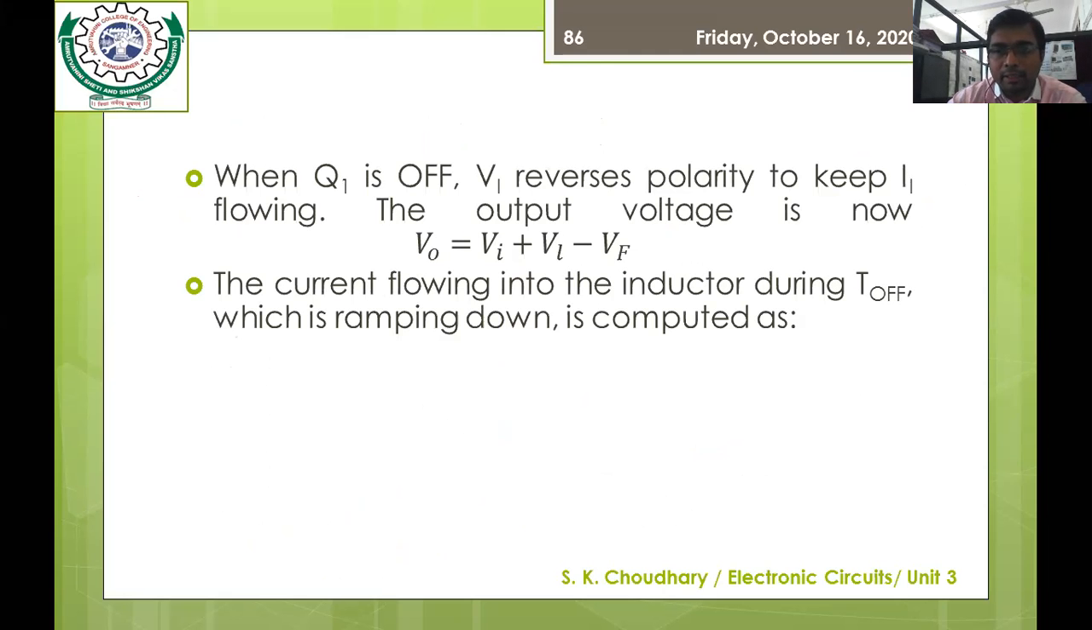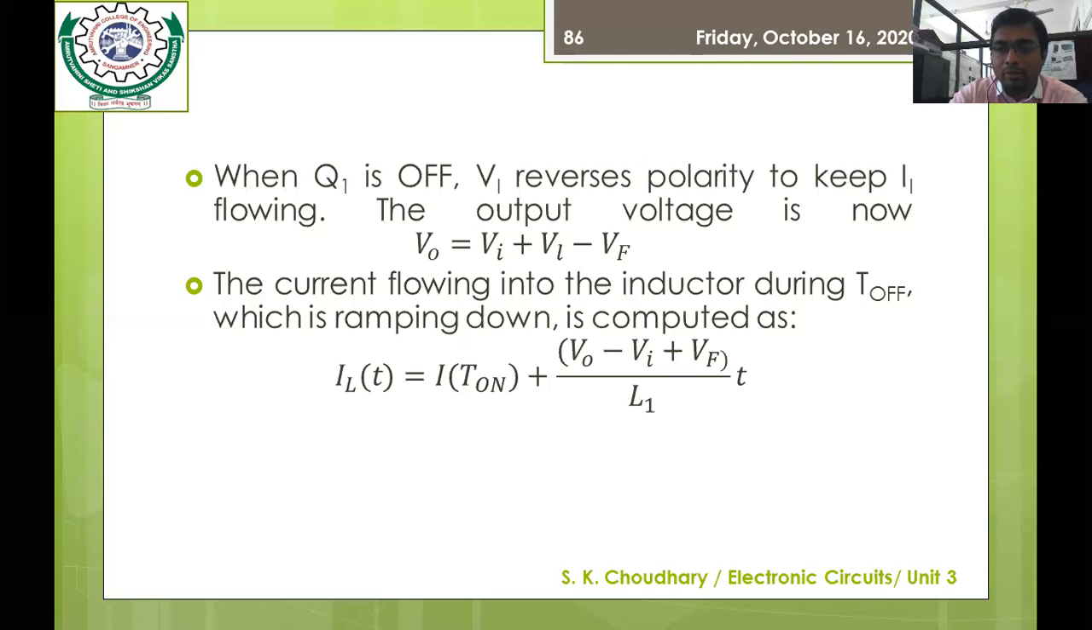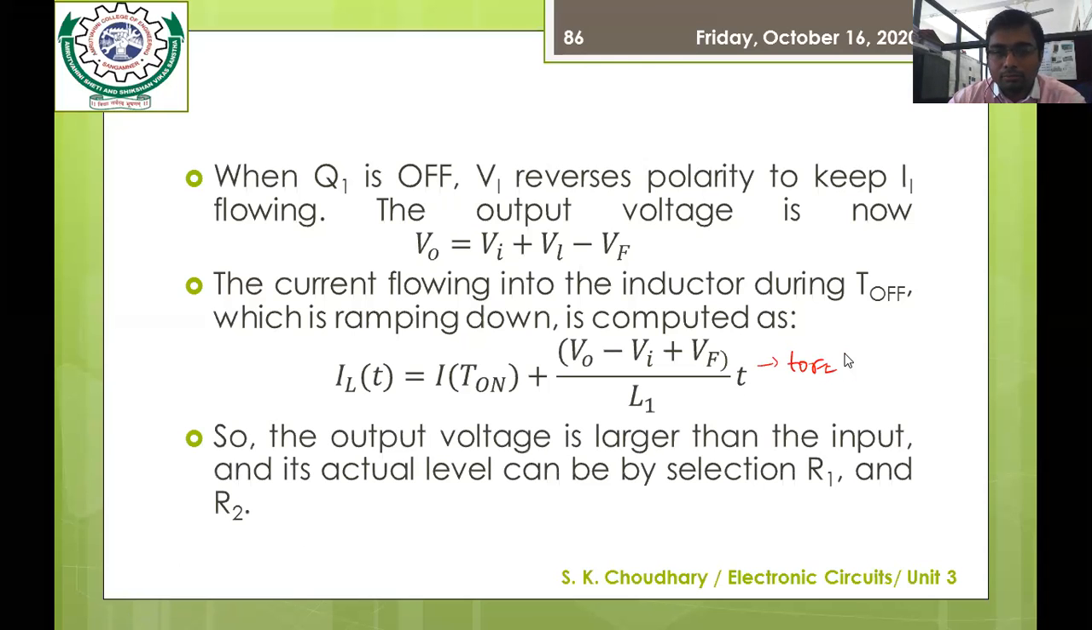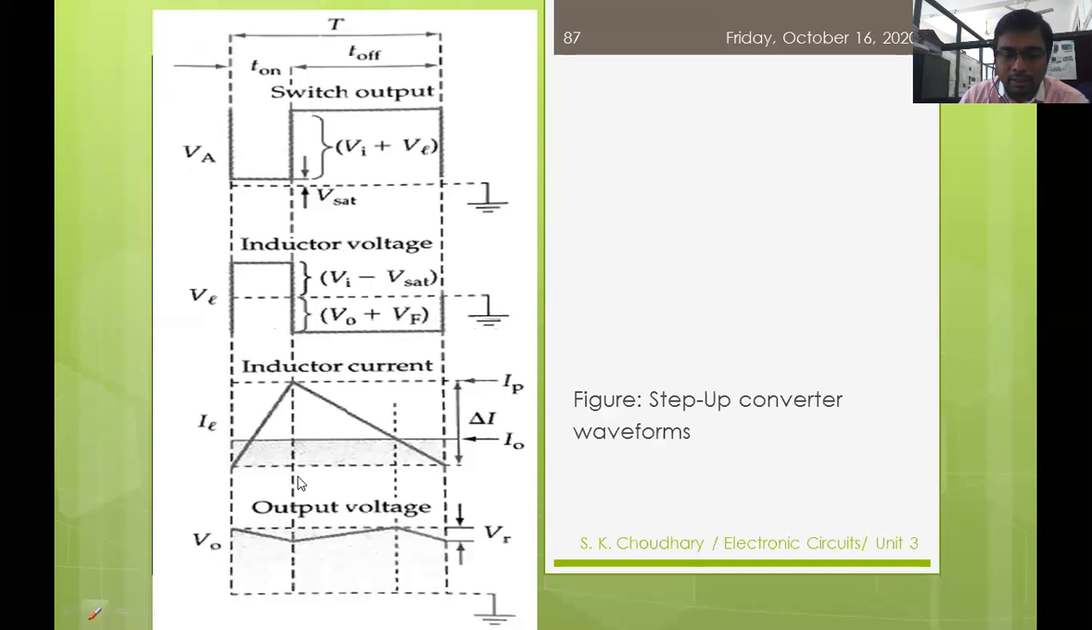The current flowing in the inductor during T off is ramping down, because the current starts to decrease in the T off duration across the inductor. So IL would be I at T on plus the voltage across the inductor upon the inductance times t, where small t is nothing but the T off time. This is the main equation that we have to consider here.